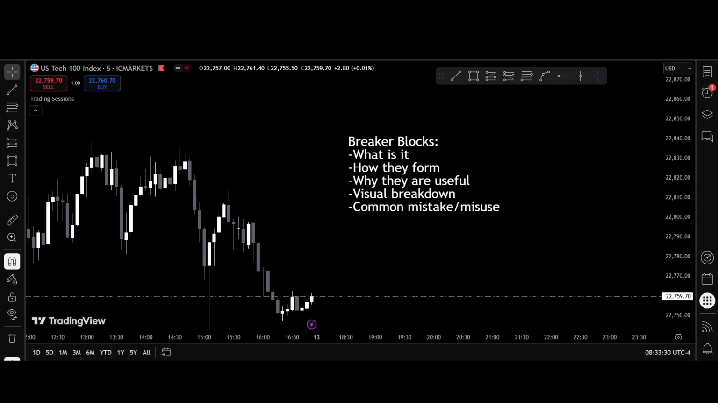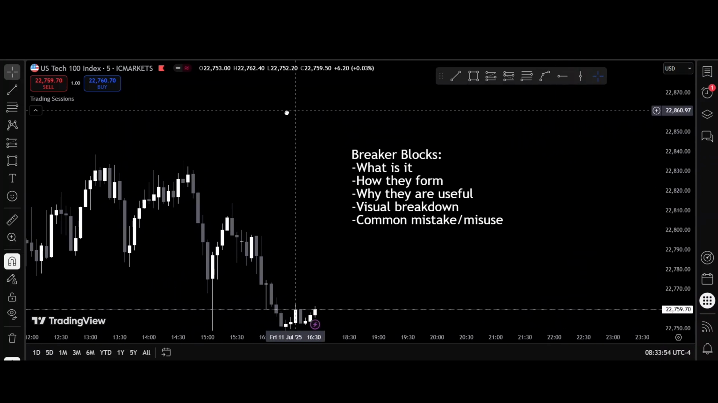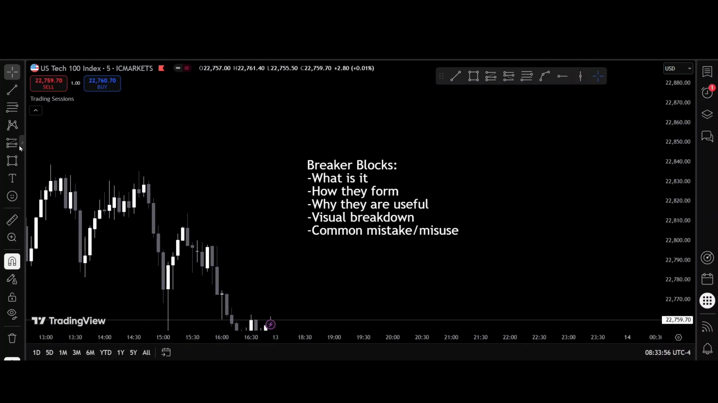What is a breaker block? Firstly, hold up. They are a retracement followed by a break of structure in the opposite direction of the current trend, which then makes a price range which lags buy or sell orders depending on the previous trend. You are confused. So let's say we were in an uptrend.